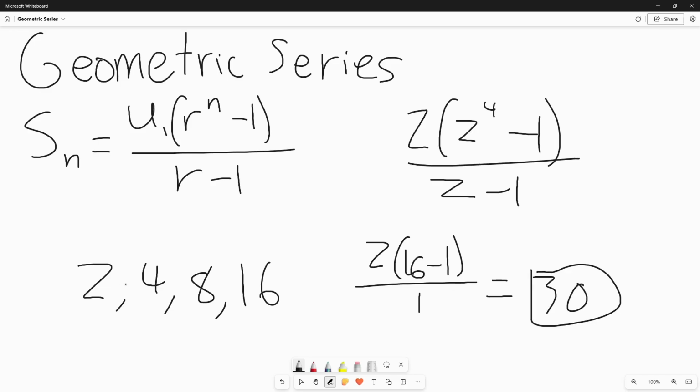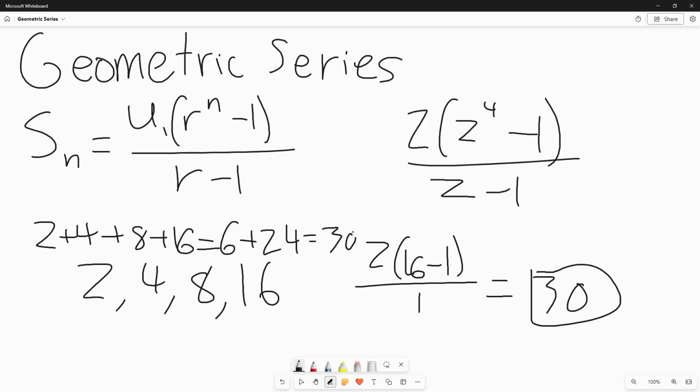And this is the sum of all of the numbers inside this sequence, and we can test this out by just adding them all up manually. So 2 plus 4 plus 8 plus 16 is equal to 6 plus 24, which is 30. So yes, this formula works.